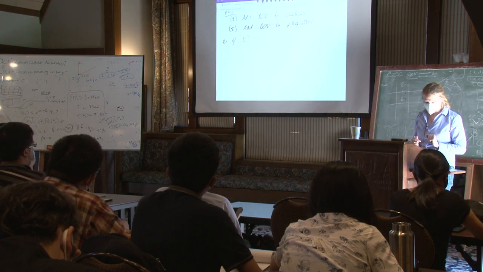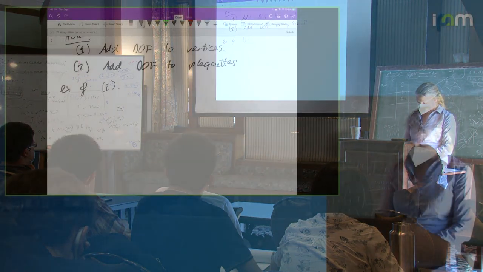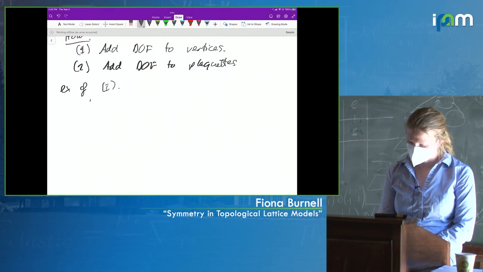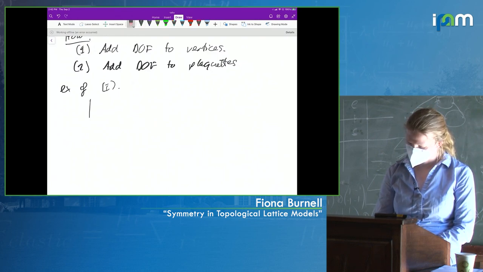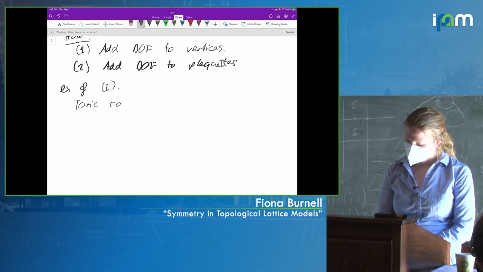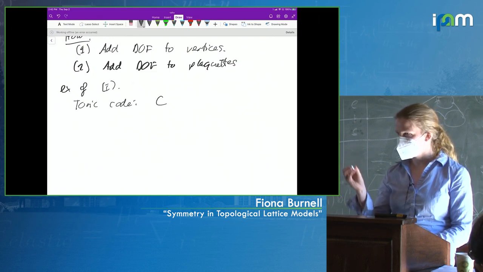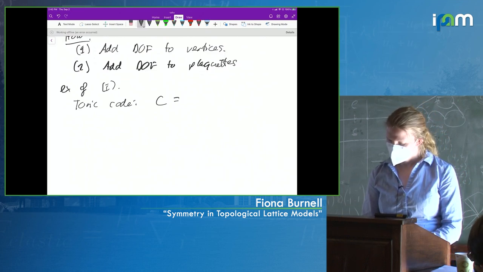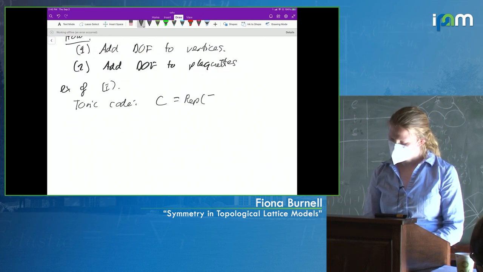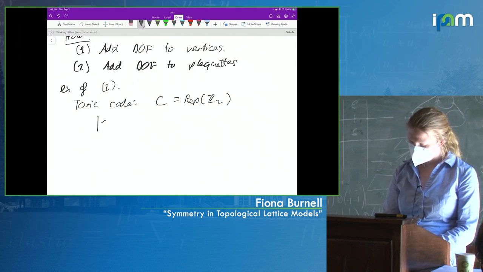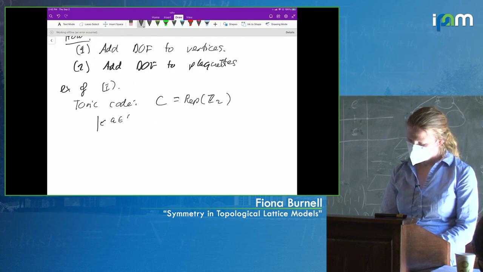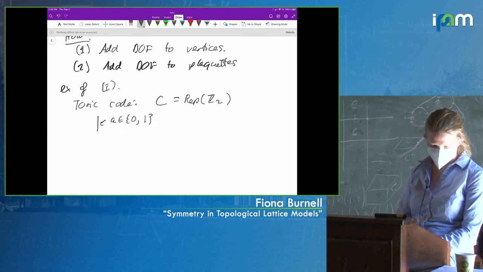What should I do? Well, here's my toric code space. And actually, let me preface this by something. When I say toric code, the fusion category that I use to build my string net is just the representations of the group Z2. So on each edge, I have two labels. I'm going to call them 0 for the trivial label and 1 for the non-trivial label. Okay.